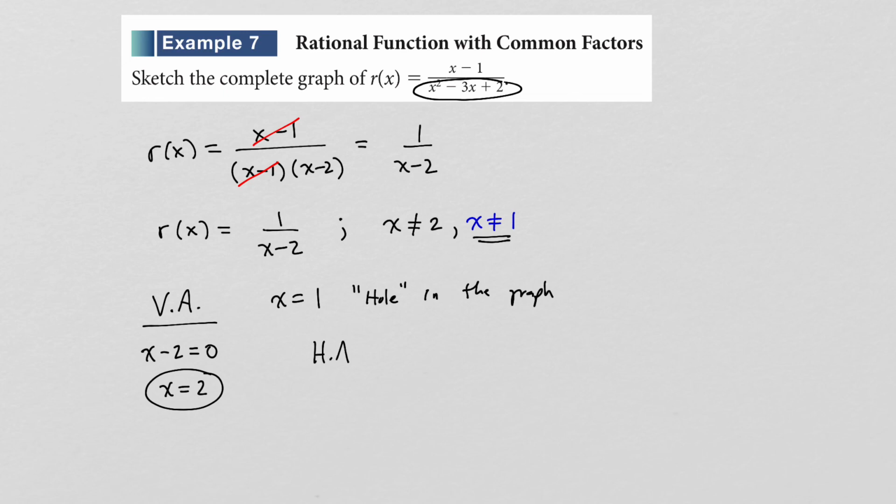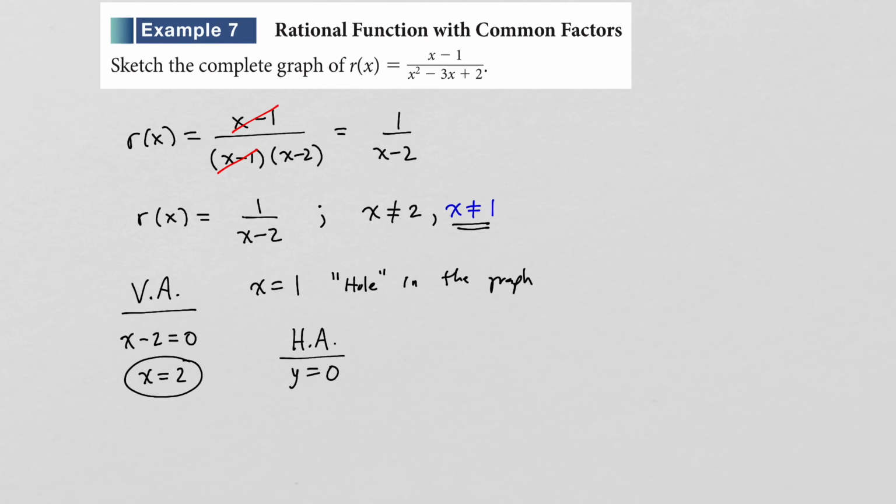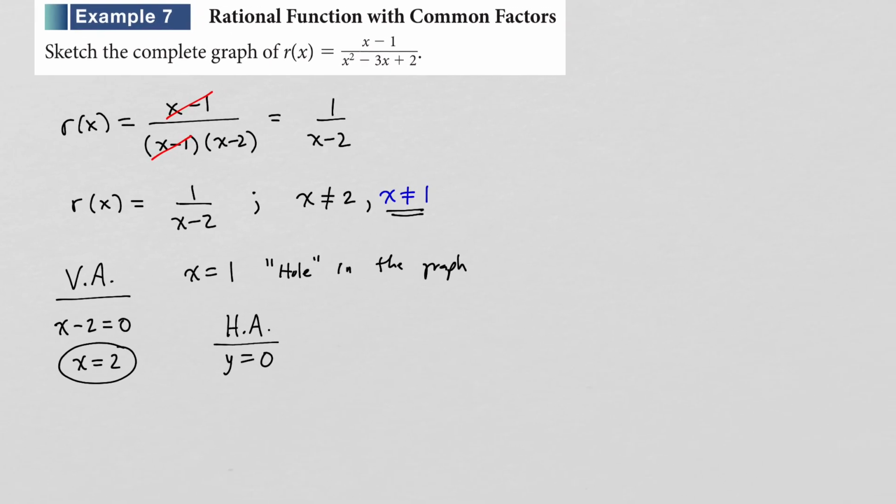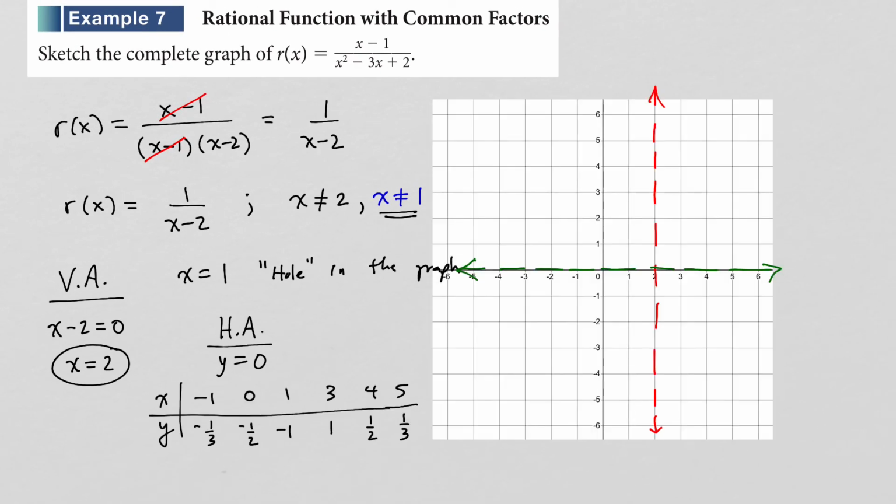Just for reference here, the horizontal asymptote for this is y equals 0 because the degree of the denominator is larger than the degree of the numerator. And so now we should be able to sketch a reasonable graph. So here is a graph with our vertical and horizontal asymptotes. And down below here, I picked some values of x to plug in. And these values are somewhat near the asymptote. And I went ahead and computed those y values. You might want to double check these.